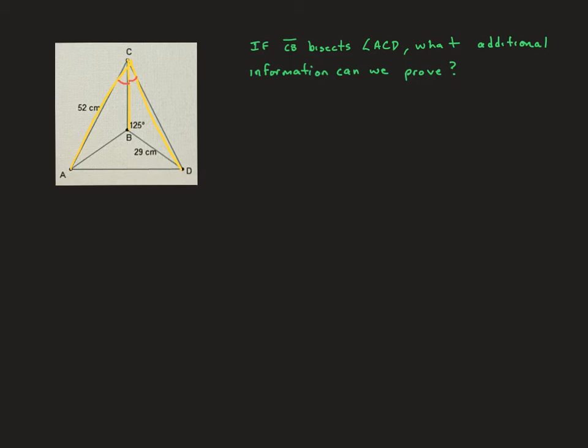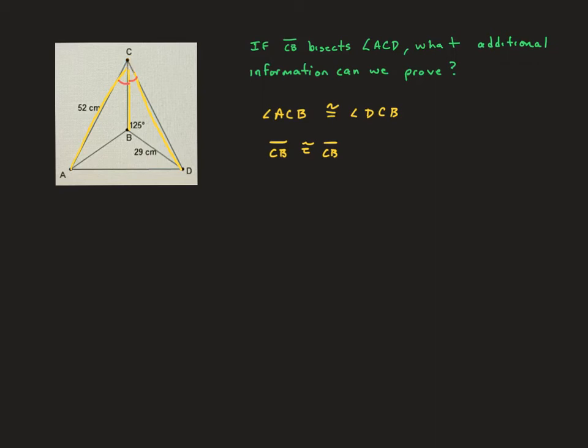Let's see, what else can we determine? I know then that angle ACB is going to be congruent to angle DCB. I know that segment CB is equal to segment CB, right? It's congruent to itself.